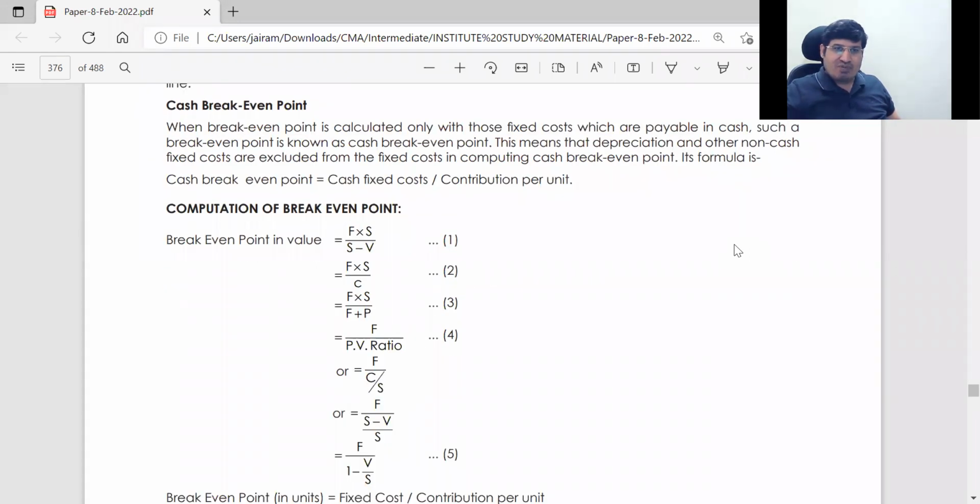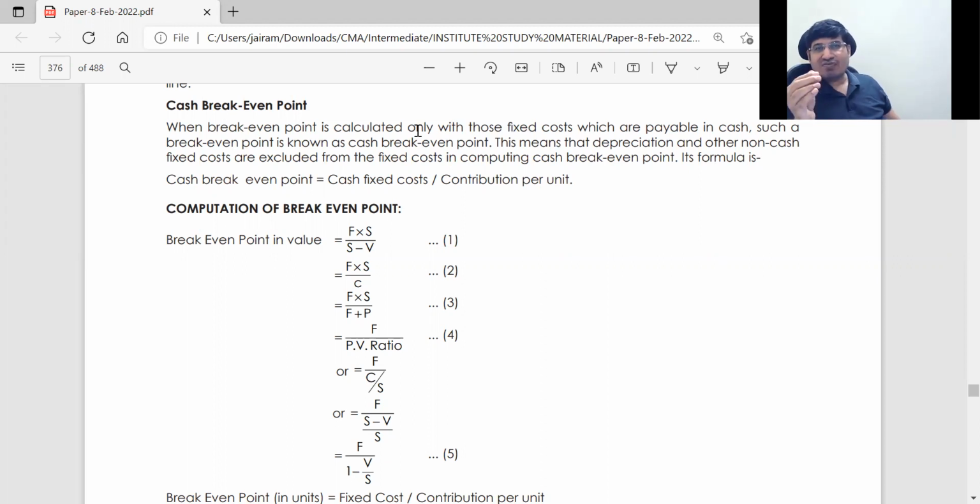Okay. So one more concept I'll explain along with this, that is cash break-even point. Now, cash break-even point is calculated using cash fixed costs. Not every fixed cost is paid in cash, correct? So those fixed costs which you have paid in cash, using that you calculate break-even point to really find out how much you are getting affected immediately using cash. So that is why you find out cash break-even point.